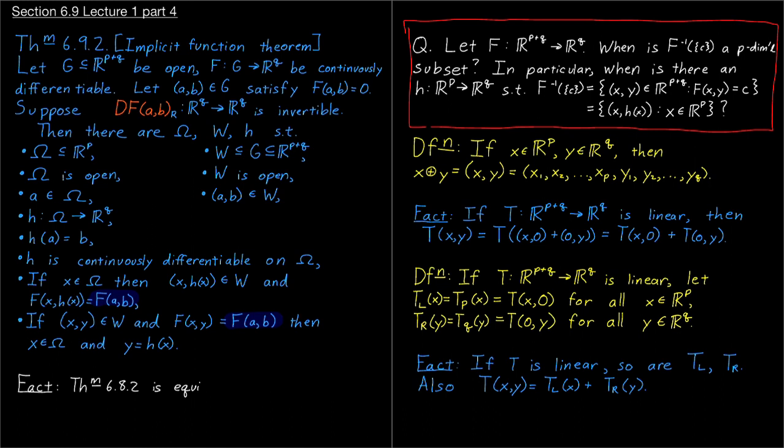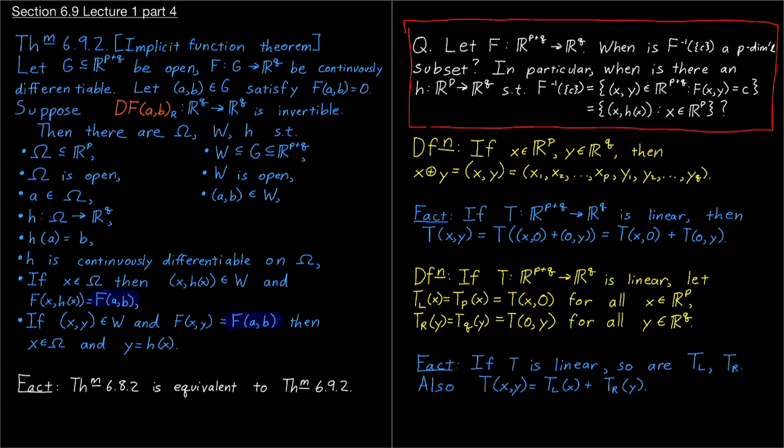That is, there are reasonably straightforward proofs, arguments that say if theorem 6.8.2 is true, then theorem 6.9.2 is true, and if theorem 6.9.2 is true, then so is theorem 6.8.2.